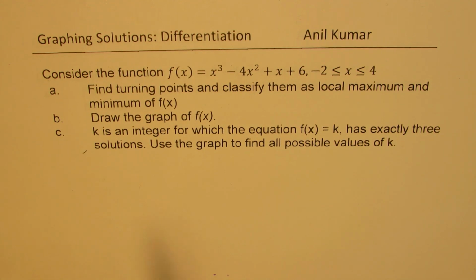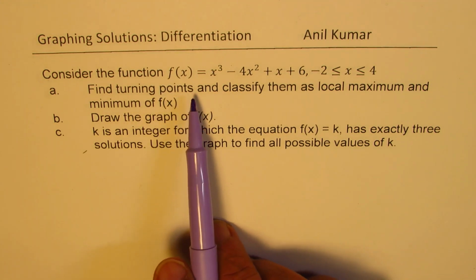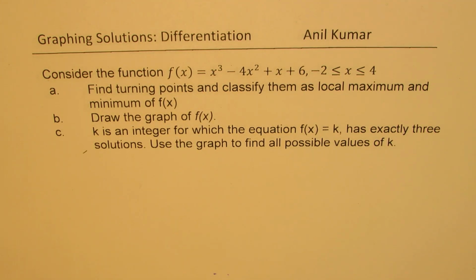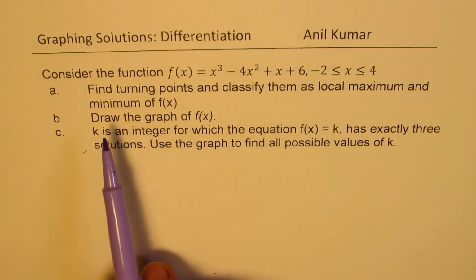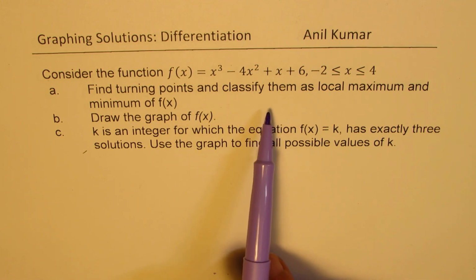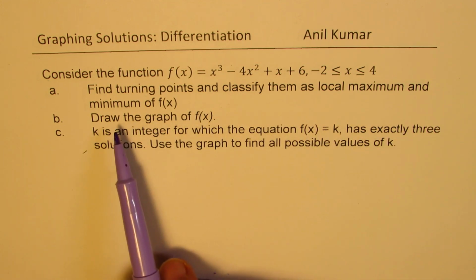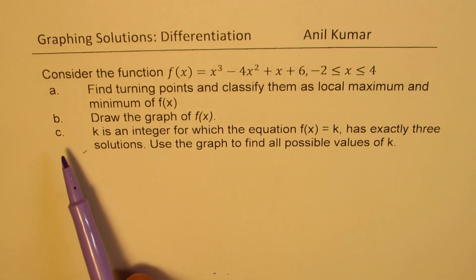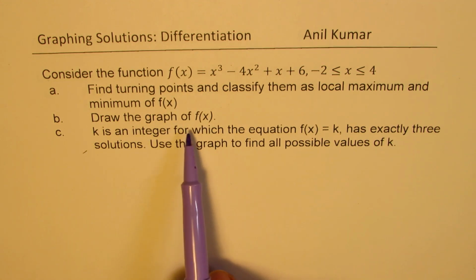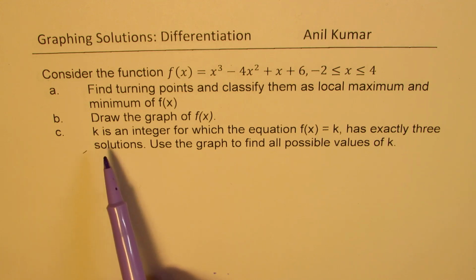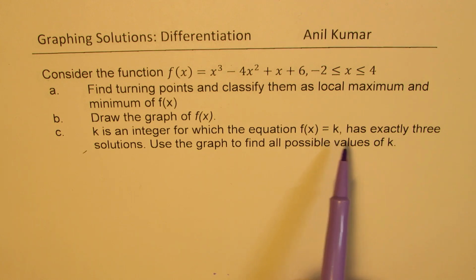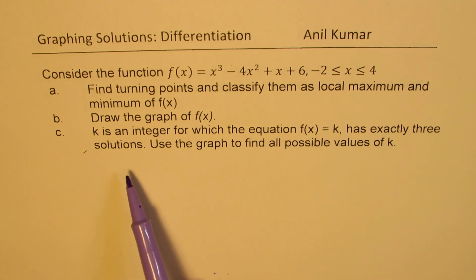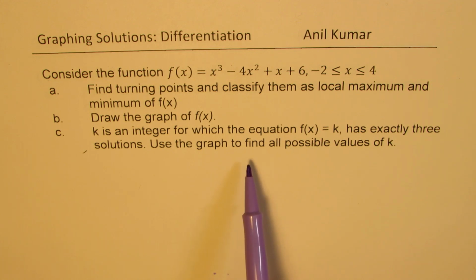The question here is, consider the function f of x equals x cubed minus 4x squared plus x plus 6 within the interval minus 2 to 4. A: Find turning points and classify them as local maximum and minimum of f of x. B: Draw the graph of f of x. And C: k is an integer for which the equation f of x equals k has exactly 3 solutions. Use the graph to find all possible values of k.